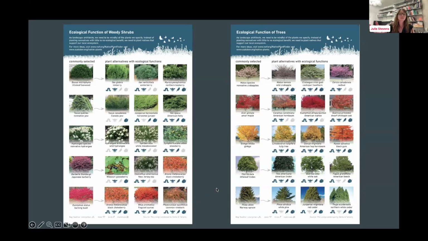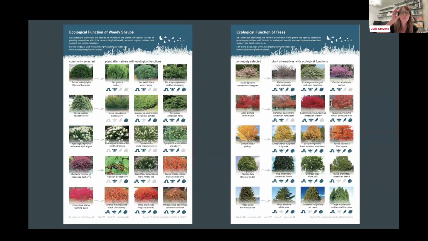But essentially, what we did is we came up with a few plants that are used a lot. So, using a lot of Buxus microphylla, right? Using a lot of non-native hydrangea species. What could we use instead? And how do I know and where do I get them?